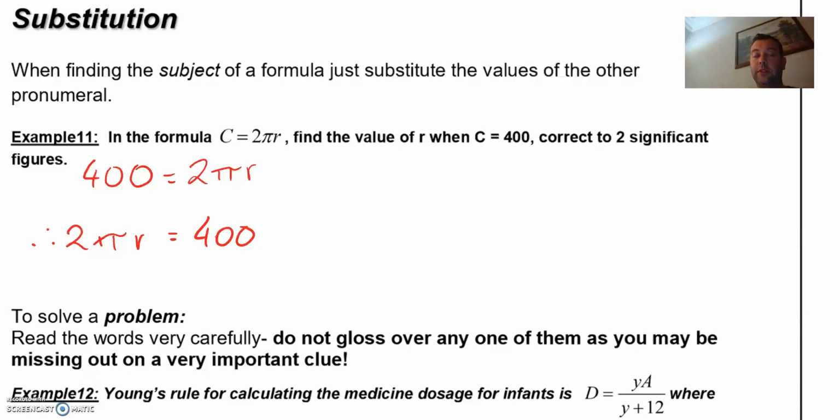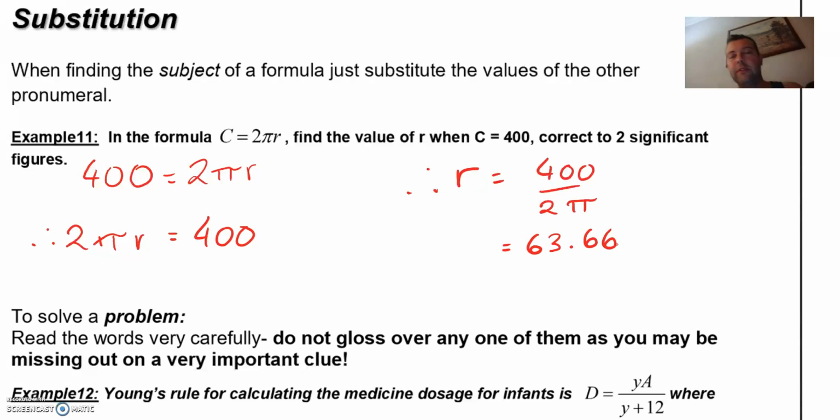Now, I solve this by doing the same thing to the left and right hand side. Right, to isolate that pronumeral, that means dividing by 2 pi. So therefore, r equals 400 on 2 pi, which must be about 63.6619 perhaps, something like that. Look, punch it into your calculator. Read the question very carefully. Two significant figures. First significant figure, second significant figure. Round it correctly. Goes up to a 64. Okay. So 64, 2 sig fig.